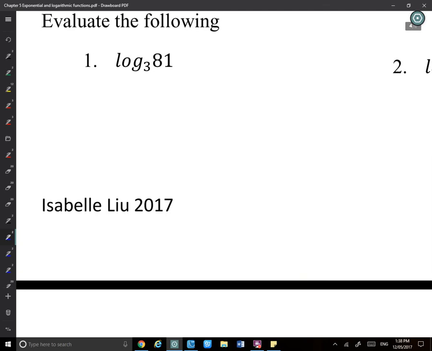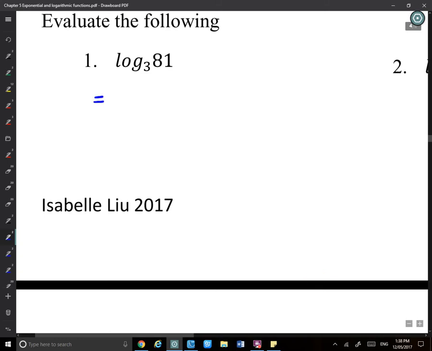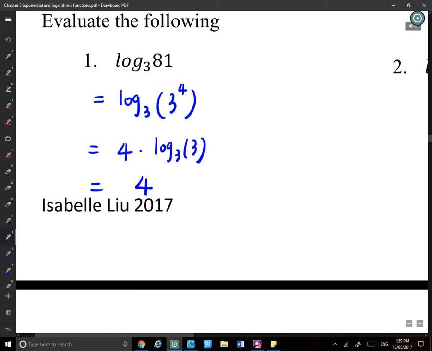Okay, so evaluate the following. So log 3, 81. That's log 3 of 81. 81 is 9 times 9. 9 is 3 to the power of 2. That's 3 to the power of 4. That is 4 times log 3, 3. Log 3, 3 is 1. That's just 4.